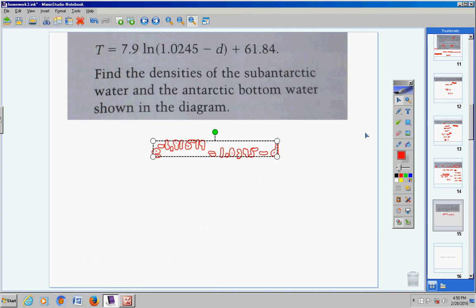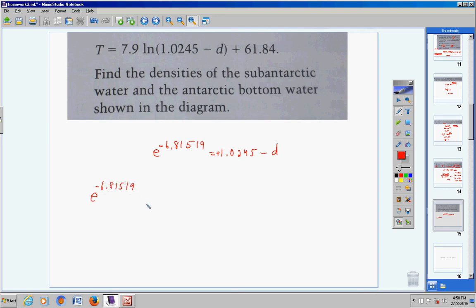So in order to get d by itself, I've got to bring this number over here. It's a positive number. Bring it over and make it negative. So e to the negative 6.81519 minus 1.0245 equals negative d. I'm going to type all this into my calculator real quick. Let's see what I get here. e to the negative 6.81519, enter, minus 1.0245, enter, and I get this right here.